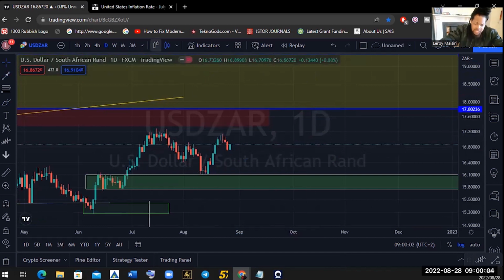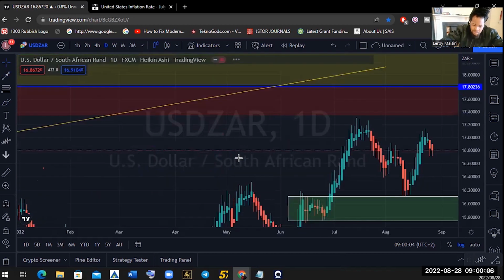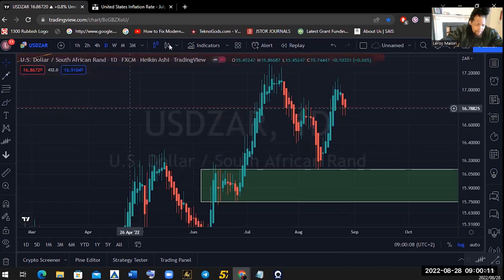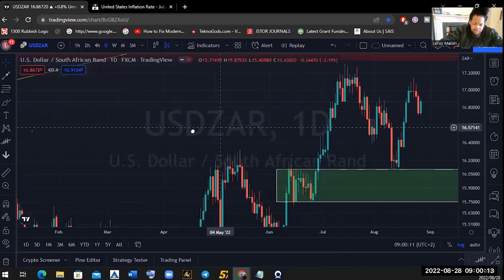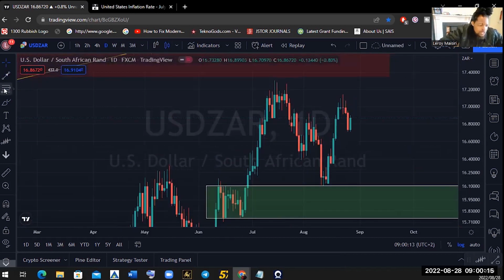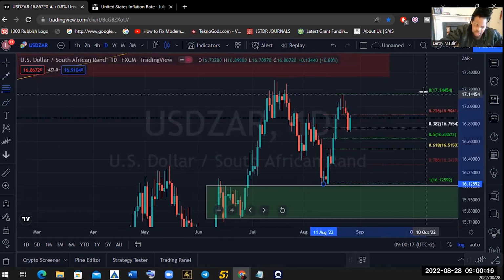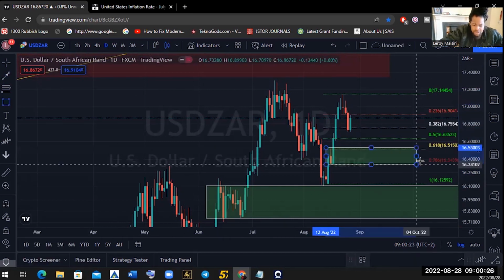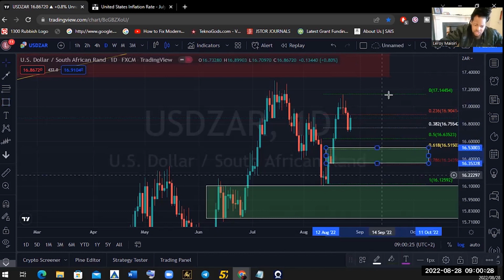Let's go to Heikin Ashi just for 2 seconds. Okay, no more candlesticks for 2 seconds. So let's do a bullish engulfing, bullish Fibonacci. Maybe if the rate drops to 16.35-ish, then maybe we get in there.